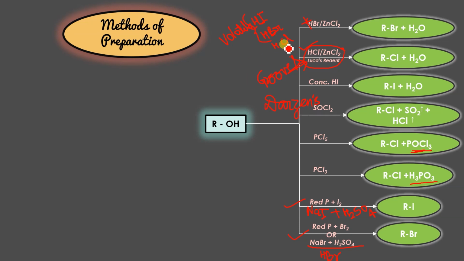One more thing. In this case, I'm using anhydrous ZnCl2. If it is tertiary, then there is no need to use even this ZnCl2. Why?